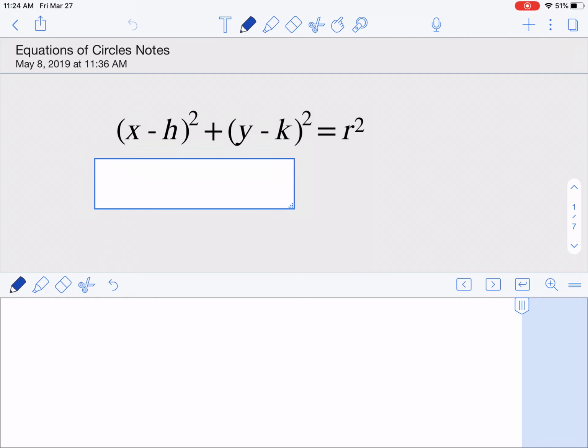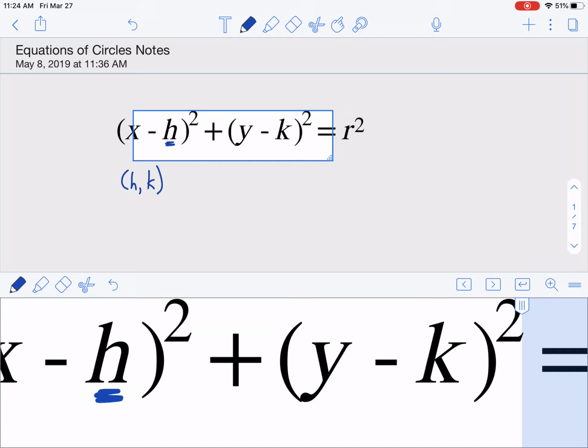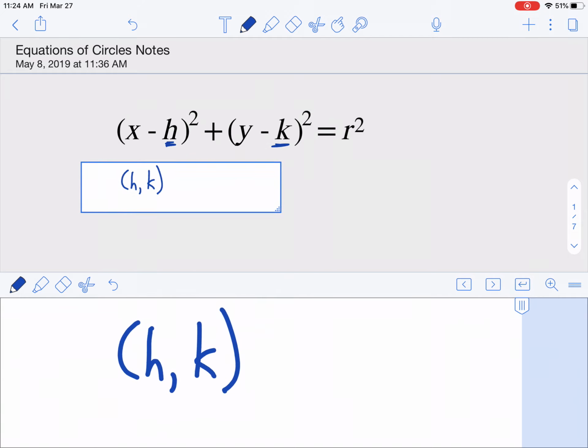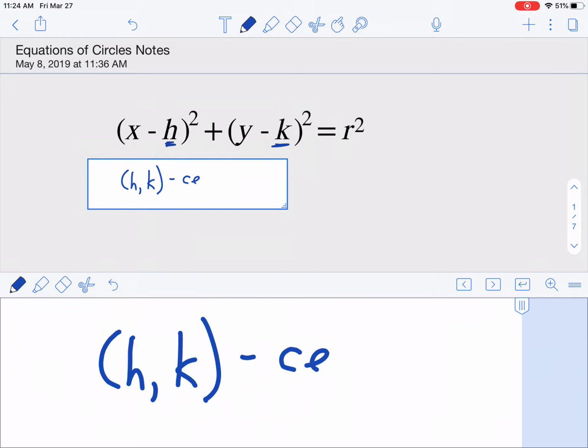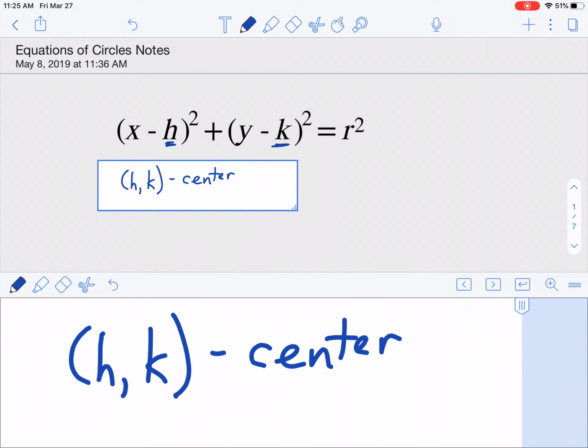But what you're going to find as we start practicing this is that there's a coordinate in here of h, k. Okay, so it's those two letters right there. That's going to be the center of the circle every single time. Whatever h is will move your circle to the left or to the right, and whatever k is will move the center of your circle up or down. So the center is (h, k).